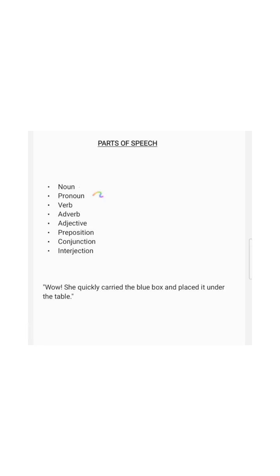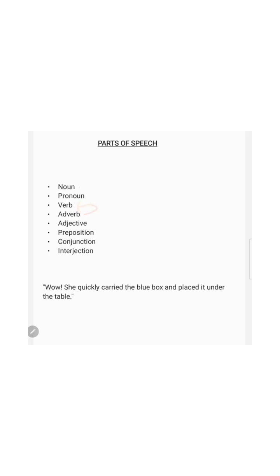Now the second category is pronoun. What's a pronoun? It is something that is used instead of a noun. For example, she, he, these are all words that are used instead of the naming word. And the third category is verb. A verb is an action word. These are the words that show action. For example, running, jumping, writing, listening are all verbs.